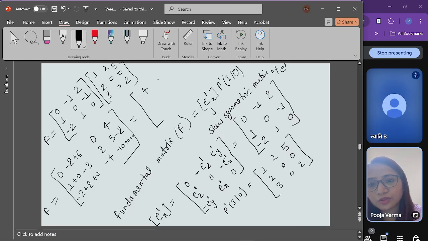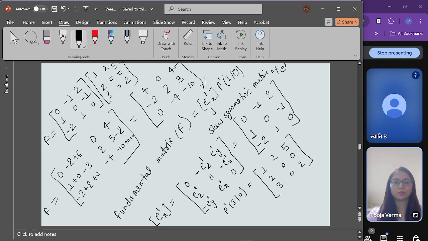Sorry, 6, it is plus 6 minus 2 is 4, 4, 0, 4 here, then here minus 2, right? So 1 minus 3 minus 2, then 2, 5 minus 2 is 3, right? Now next, minus 2 plus 2 will be 0, minus 4, and here minus 10. So this is our final fundamental matrix that we have got: 4, 0, 4, minus 2, 2, 3, 0, minus 4, minus 10.